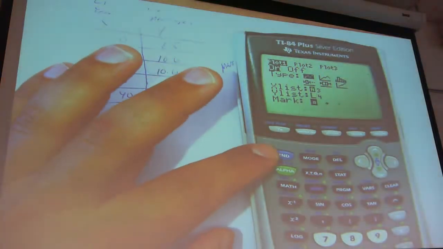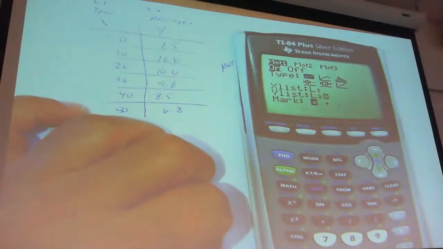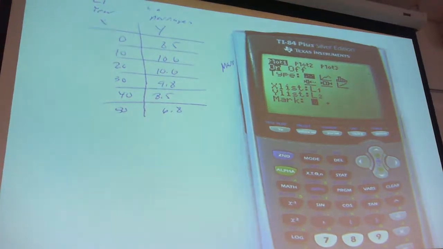Where's my X? Second 1 for list 1, enter. What's my Y? Second 2 for list 2. And then, do you want your dots to be boxes, pluses, or dots? I'm going to choose the box.